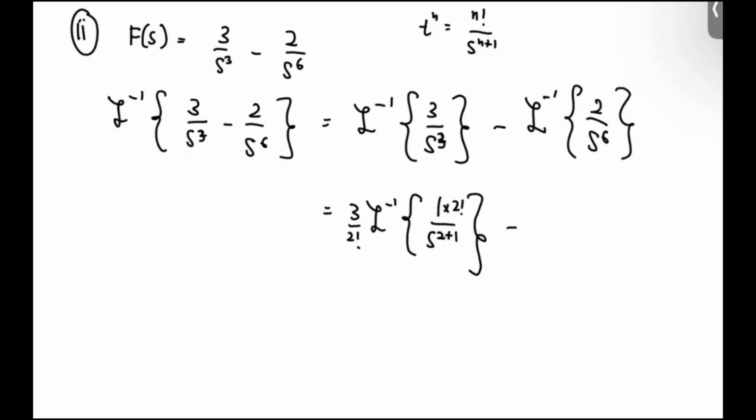Alright, continue. Here I have 2 outside. Inverse of, here will be 1 over s to the power of 5 plus 1. So same thing also. Here we have 5, so up here I need to multiply by 5 factorial. Because I multiply by 5 factorial, I need to divide outside also by 5 factorial.